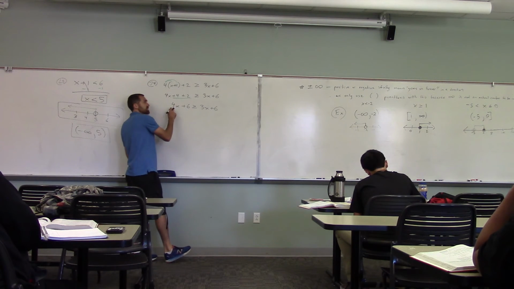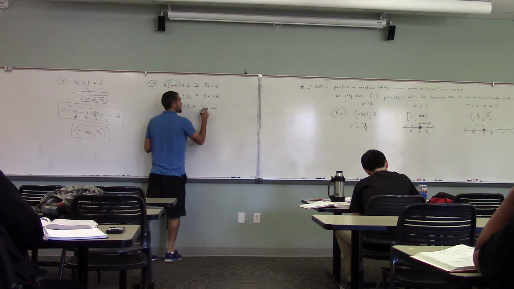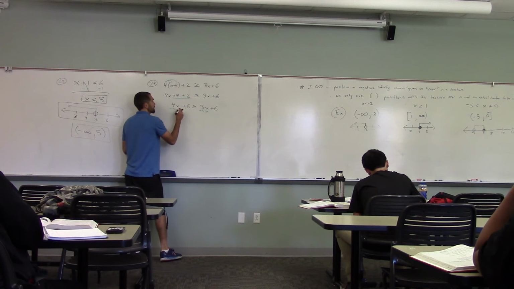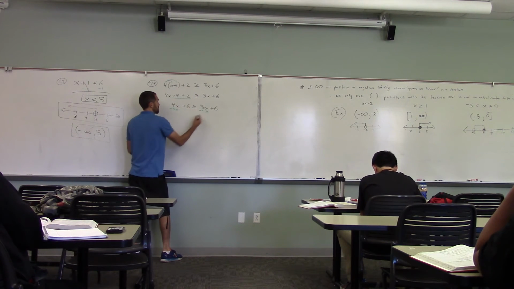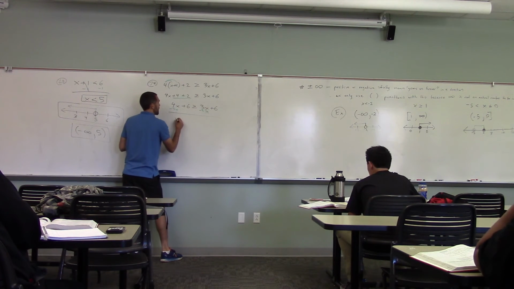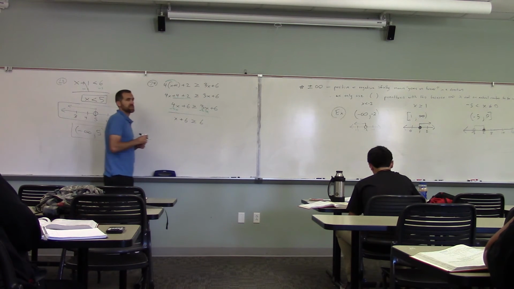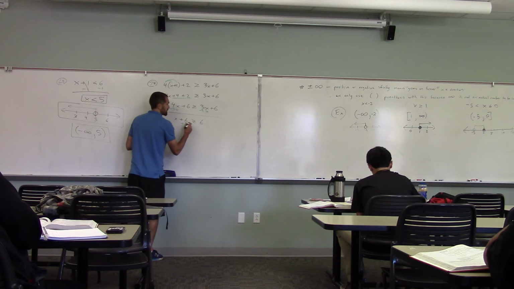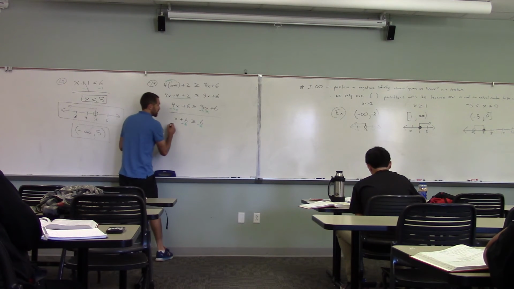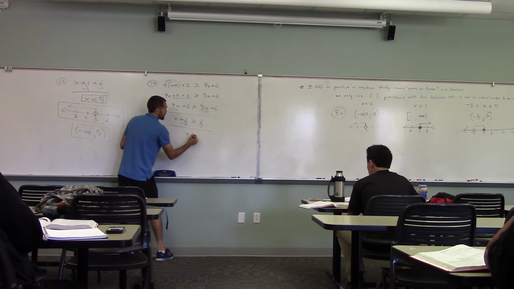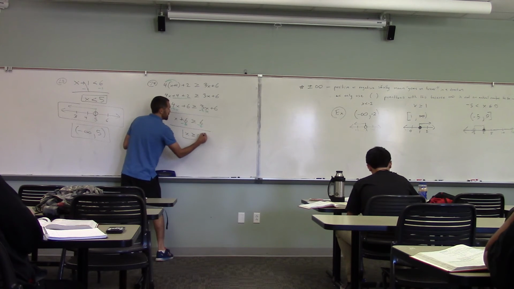I'm going to move everything to the side where there's more, so subtract 3x, subtract 3x, okay? So we have x plus 6 is greater than or equal to 6, and then subtract 6, subtract 6. We got x is greater than or equal to 0, we're done.